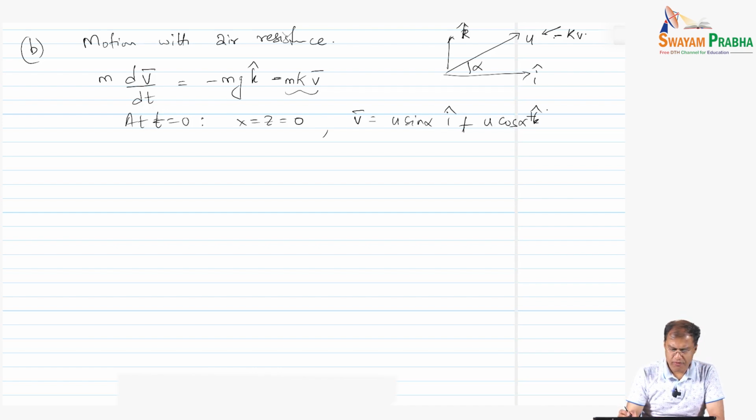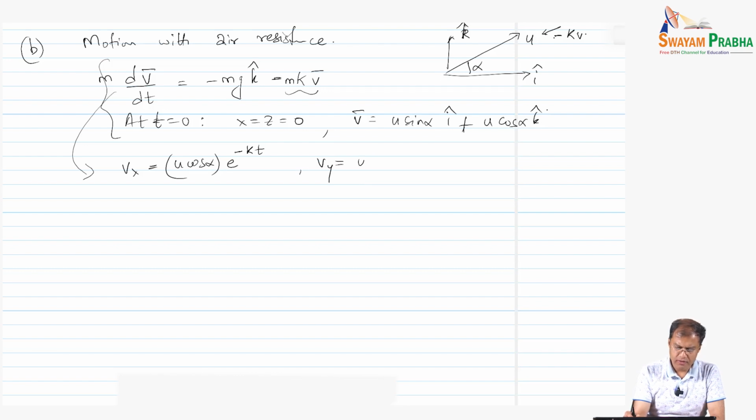Okay, so then we can write down the component-wise equations, we can start solving, and then we arrive at the final set of velocities. So using these two pieces of information, we get Vx is equal to u cos alpha times e to the power minus kt, and then Vy is u sin alpha times e to the power minus kt minus g over k times 1 minus e to the power minus kt. Okay.